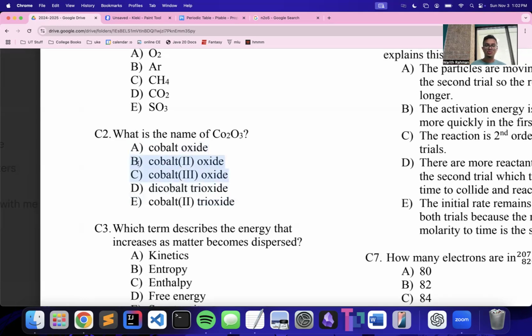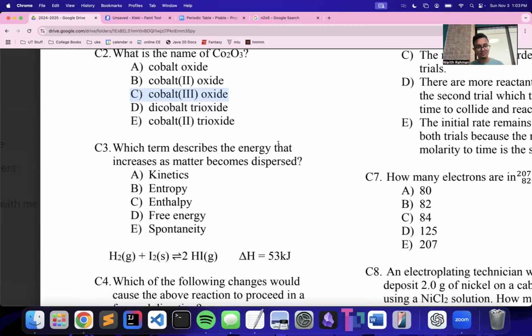So out of these two, we just need to figure out what the correct one is. Since this is a neutral molecule, we need the charges to cancel out. Each of the oxygens will always have a -2 charge. So the three oxygens carry a -6 charge, and our two cobalts need to balance that with a +6 charge, which means that each cobalt must have a +3 oxidation state. Hence, we have cobalt(III) oxide as the name of our molecule here.